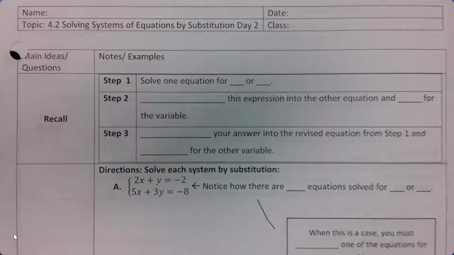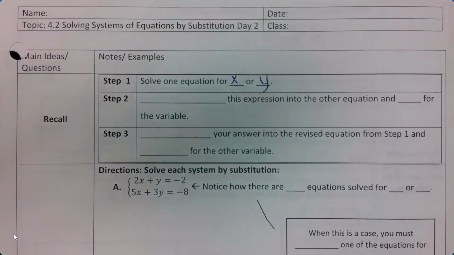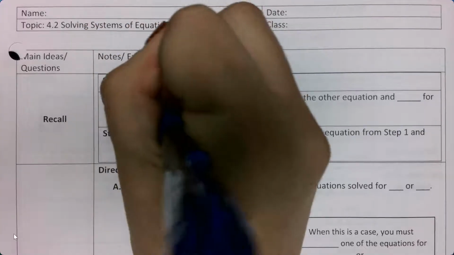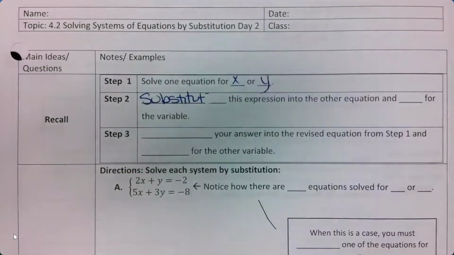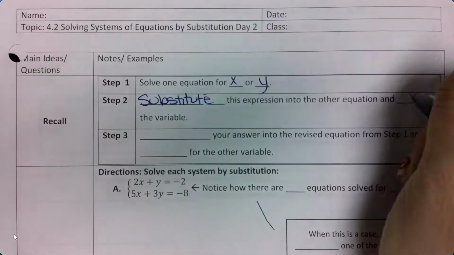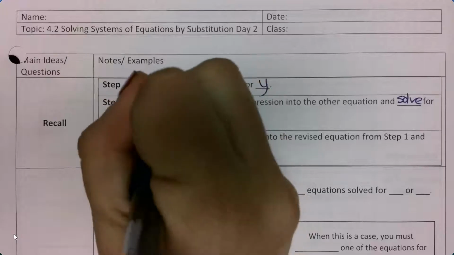Okay, so today we are finishing off solving systems of equations by substitution. We, remember, want to solve one equation for x or y. And then we're going to substitute that equation, and then solve for my variable. Then once I get my first answer, I'm going to take that and substitute and solve for my other variable.